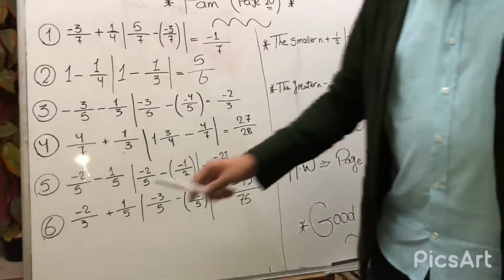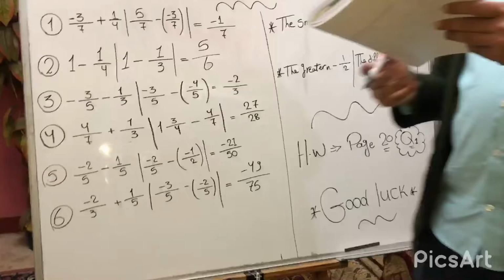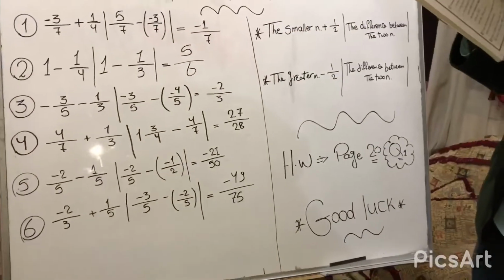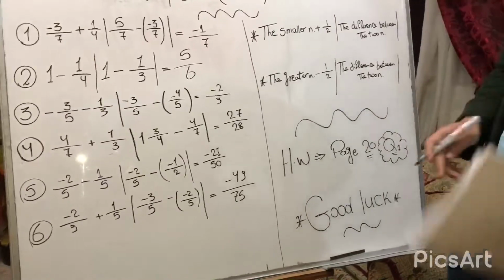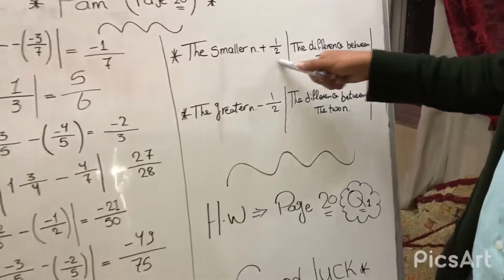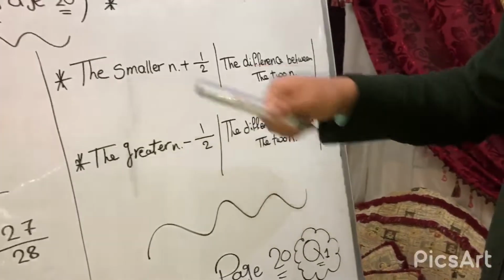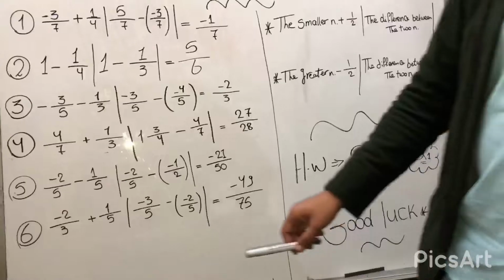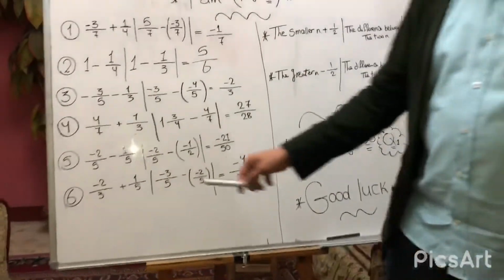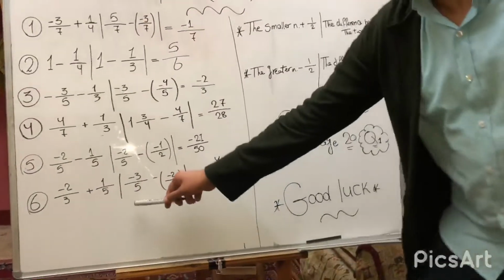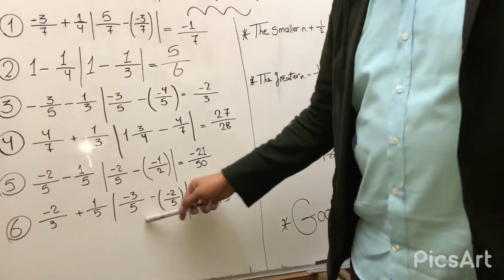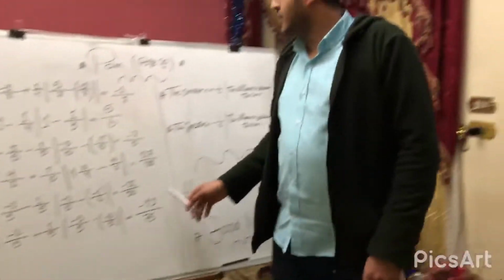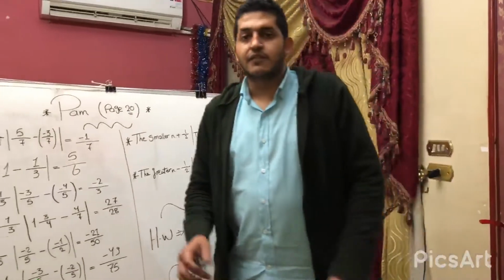Last one, number 6: 1/5 of the way between negative 2 over 3 and negative 3 over 5, from the side of the smaller number. I write the smaller number first, negative 2 over 3, plus 1 over 5. Then the difference between the two numbers. On the calculator the answer is negative 49 over 75.